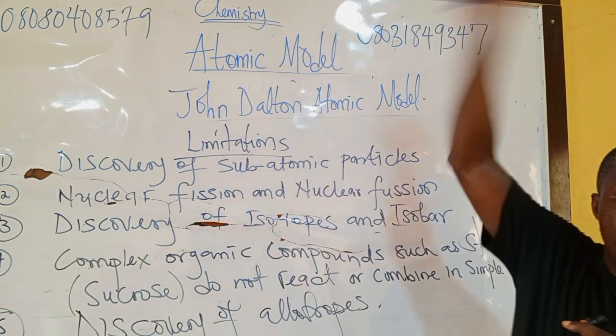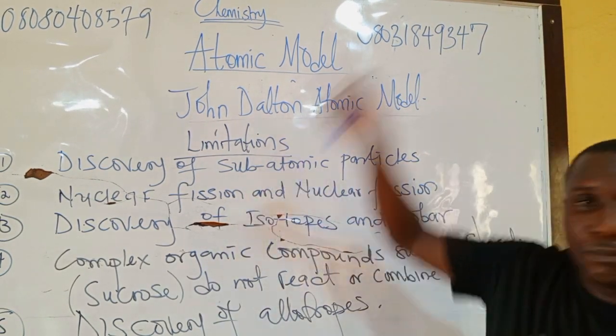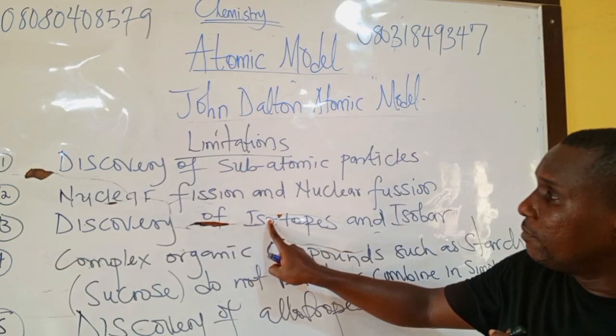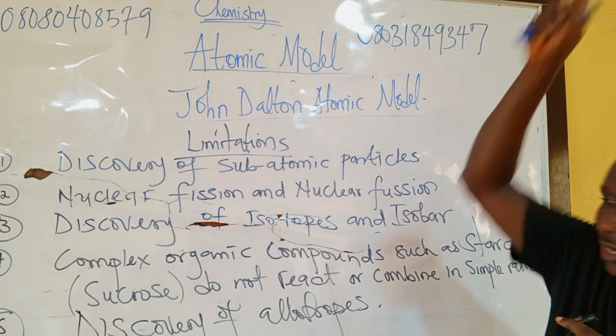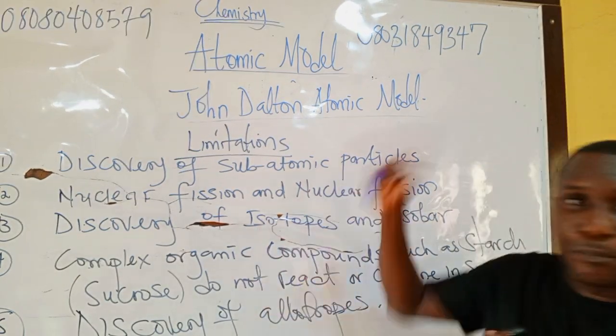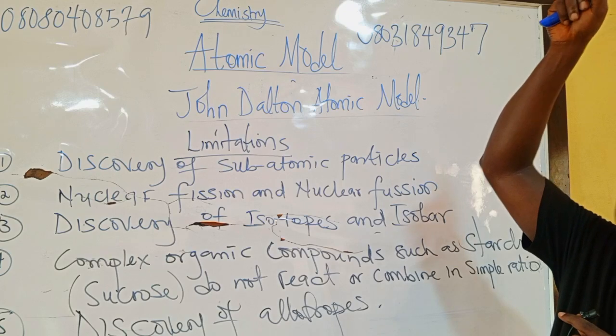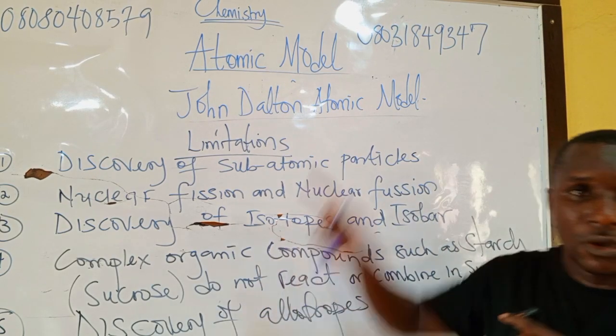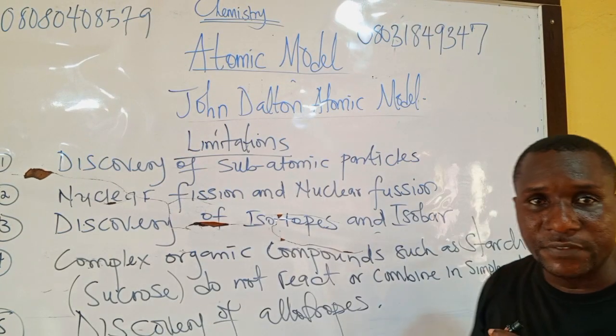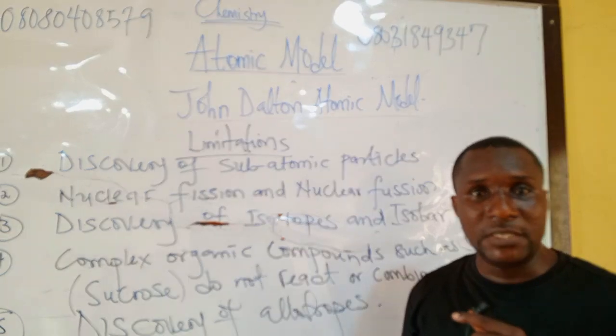The first limitation proved the first one wrong. The second limitation proved the second one wrong. The third limitation proved the third atomic model wrong. The fourth limitation proved the fourth atomic model wrong. The fifth limitation proved the fifth atomic model wrong. Please take note of this.